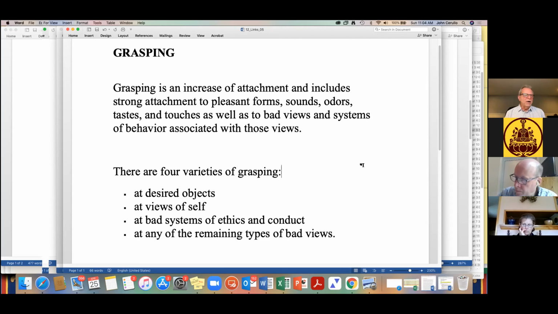Where does it come from then? If I like beer so much and I start drinking too much, where attachment becomes grasping, that's coming from me. It's coming from my own contact with it, my own feelings I develop in connection with it, and then having attachment to it, and then that leading to grasping. You can have the same thing happen with the second variety of grasping, which is grasping at views of self.